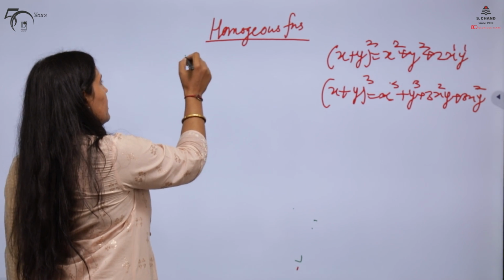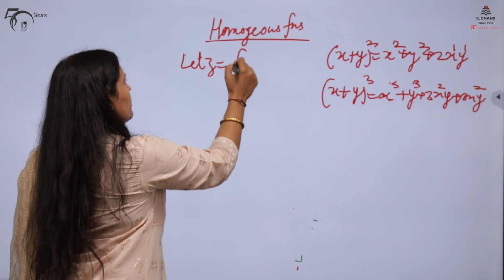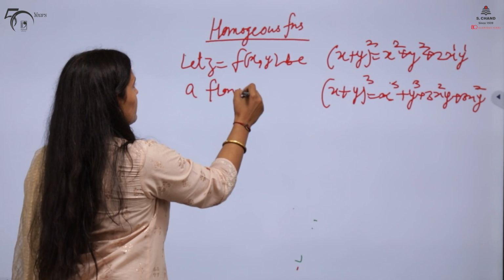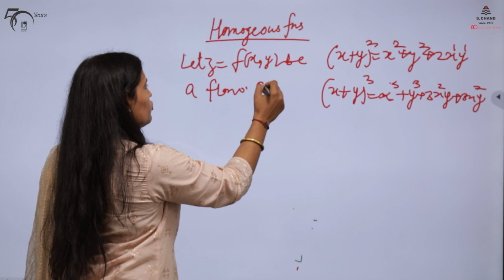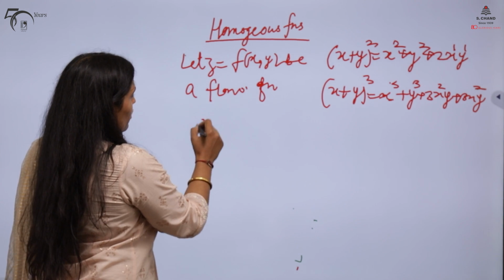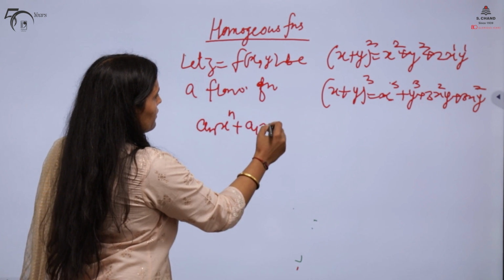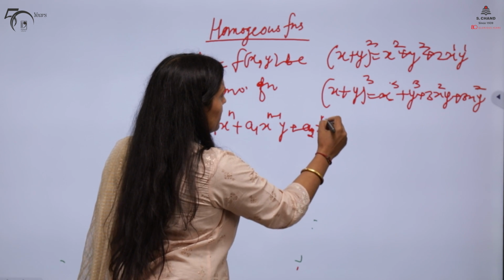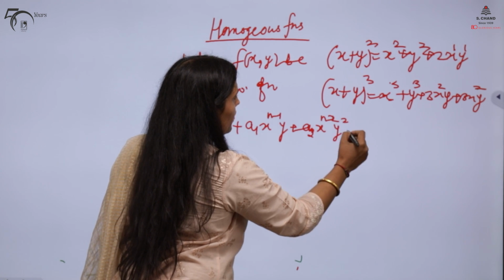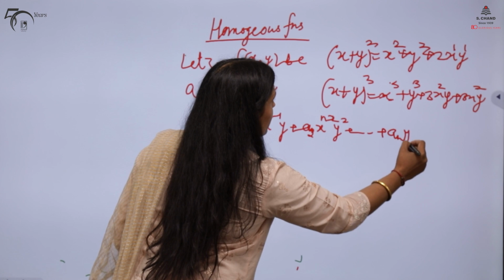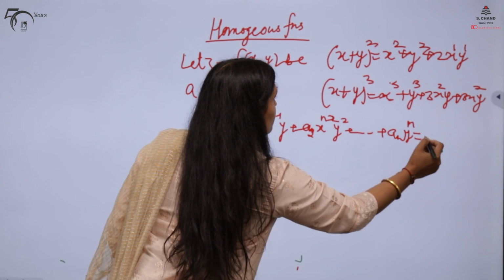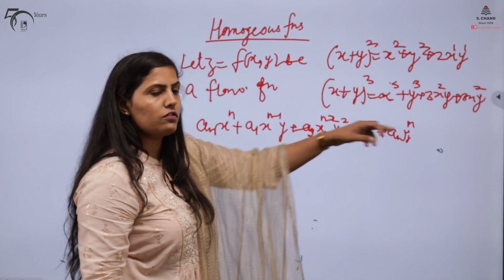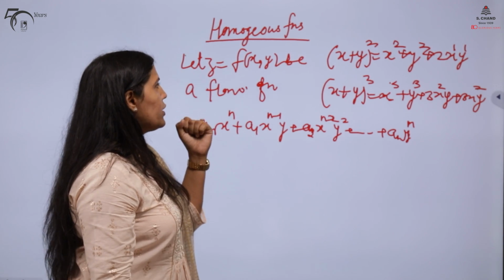In general, how do we write it? Let this be a homogeneous function. Homogeneous, HOMO, in short I am writing. Then it is of the type a0 x^n, a1 x^(n-1) y and a2 x^(n-2) y square and so on. The last term will be an y^n. So this is the expression. Power is n, n minus 1 plus 1 is n, n and n. So this is a homogeneous expression. So let f(x,y) be a homogeneous function.